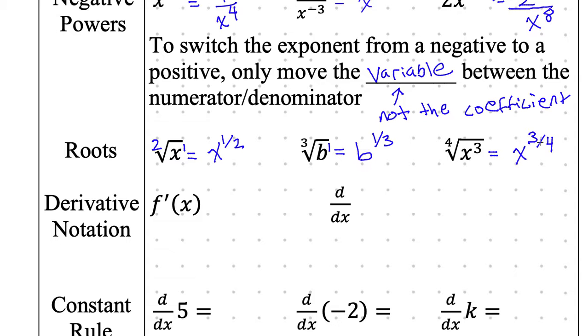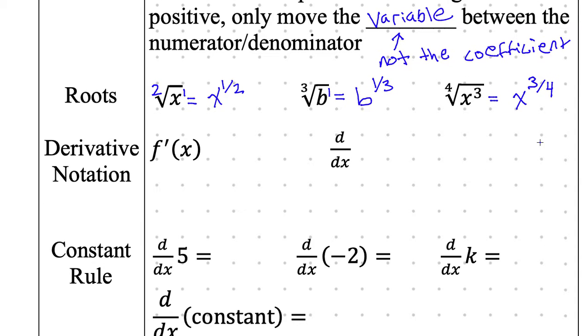All right, so let's talk about vocab. Derivative notation. How do we pronounce these things? So I read this as f prime of x. That's what you will say every time that you see this. F prime of x.